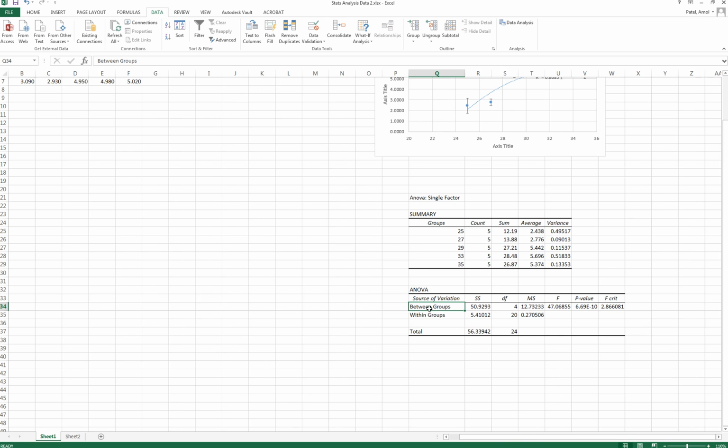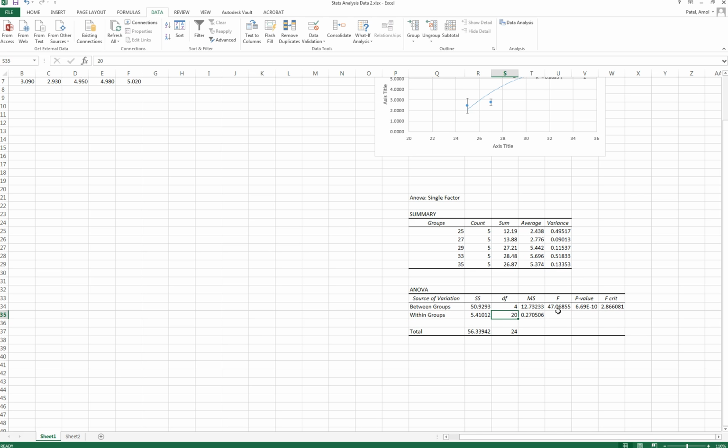So degrees of freedom are important. There are 5 groups. So between the groups, 5 minus 1 is 4. But within the groups, there are 25 data points, and because each group has 5, remember 5 minus 1 is 4. And that's for each of the groups, so we get to 20 degrees of freedom.